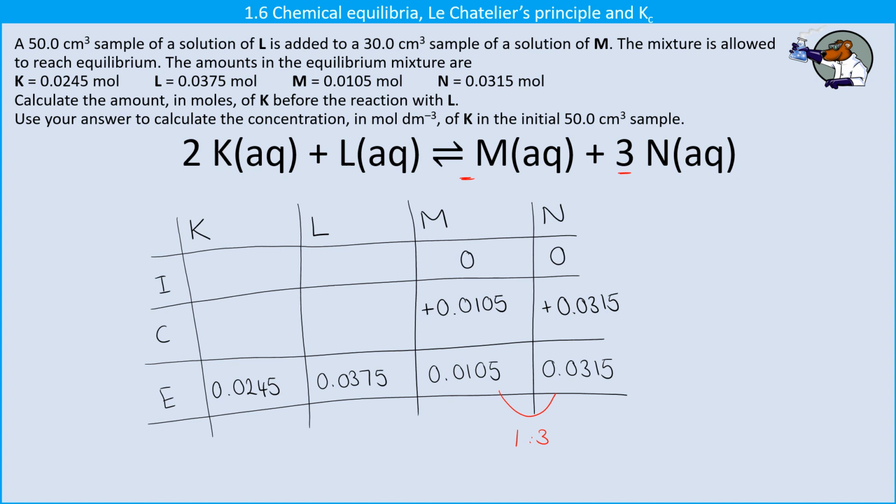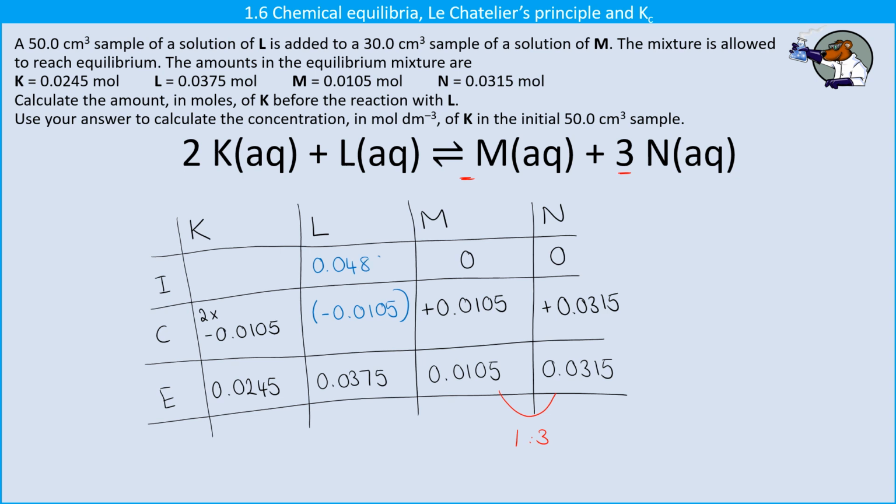So for every 1 mole of M I make, I've lost 1 mole of L and 2 moles of K. Now for this question I don't actually need to worry about L at all, but for the sake of completeness I can say that that's decreasing by 0.0105, and then I can say that K has decreased by twice that much because the coefficient in front of K is 2. And then I can go on and use those numbers to calculate the initial moles.